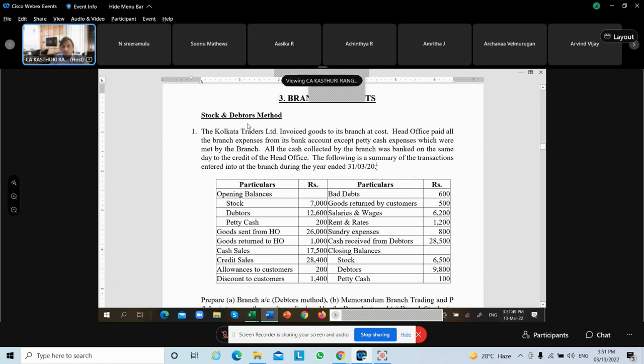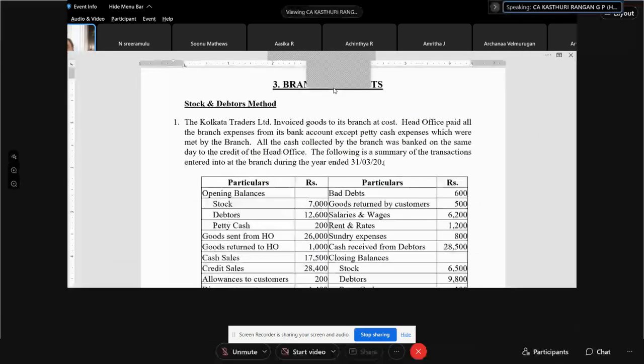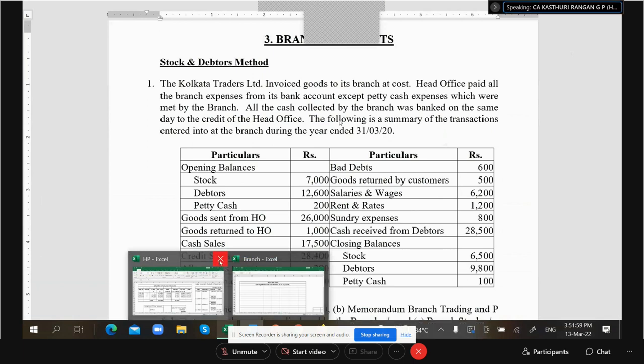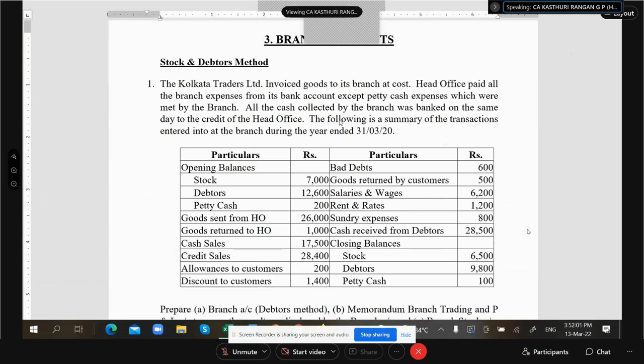So when you come across a problem on branch accounts, first we have to see whether the branch is a dependent branch or an independent branch. That is the first thing you have to see. If the branch is a dependent branch, we have to see what method they follow, whether they follow debtors method or memorandum method or stock and debtors method. All three methods we are supposed to learn.